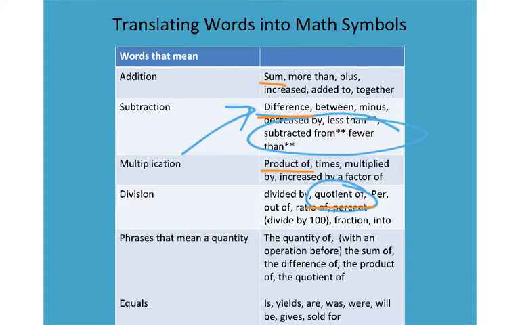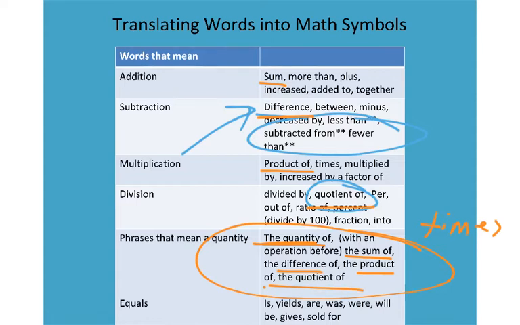Okay? And lastly, you have to know what implies parentheses. If you have the word times in front of the sum of, times the difference of, times the product of, or times the quotient of, whatever you're taking the sum, difference, product, or quotient of has to go in parentheses.